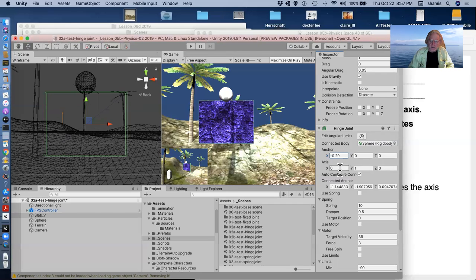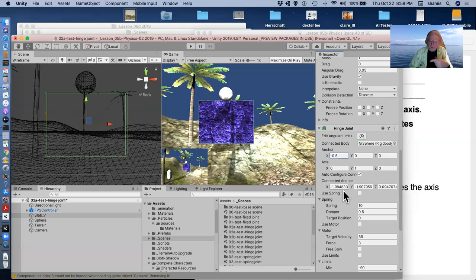If I set this to 1 in the x, notice now it's going to rotate about this axis. It's going to rotate about that skewed thing. If I set this to 0, now it's going to spin like a paddle wheel. Let me put that back the way I want it. Minus 0.5. The axis can be outside the object if you want it to be.